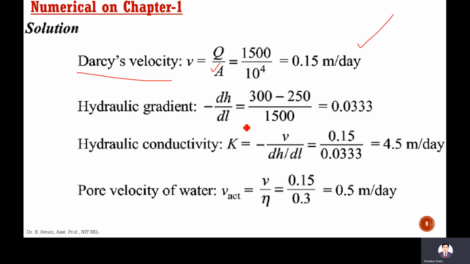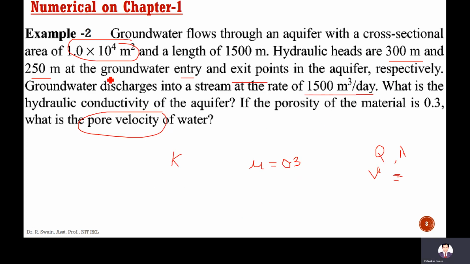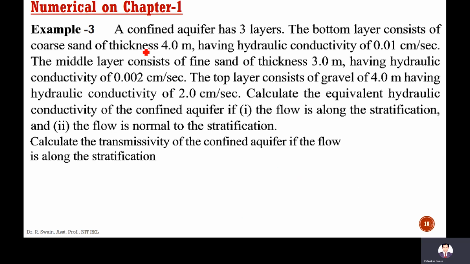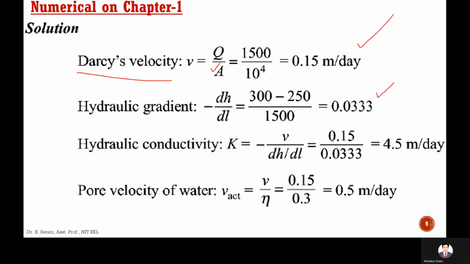Hydraulic gradient is ds by dl. That is 300 minus 250. Here hydraulic heads are 300 and 250 at entry and exit. So the loss will be 50 meter divided by the length.